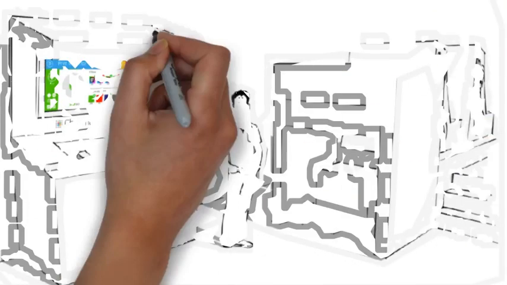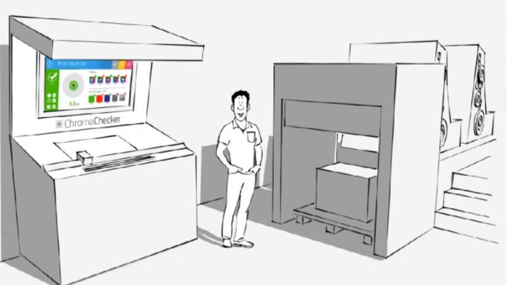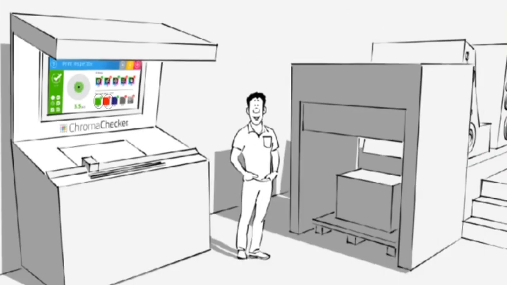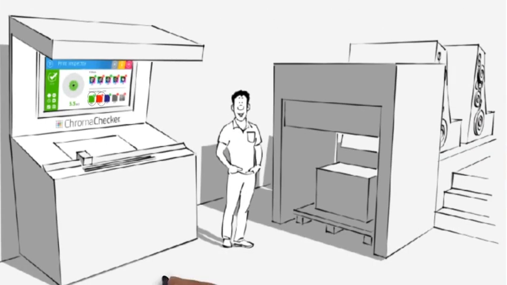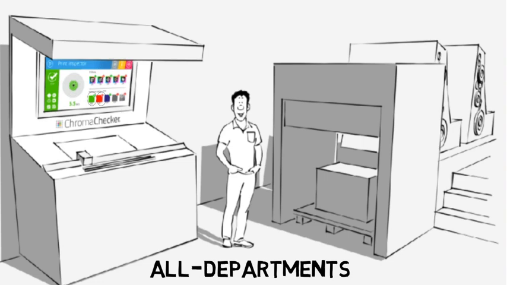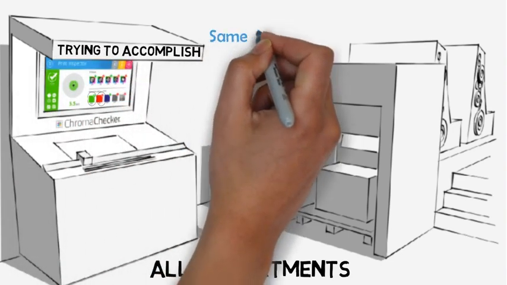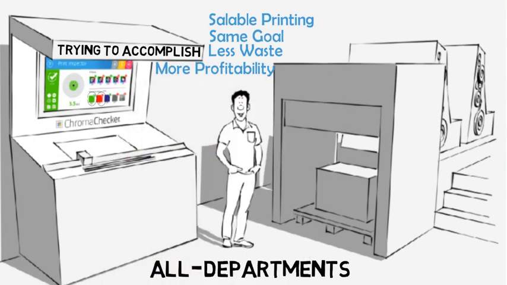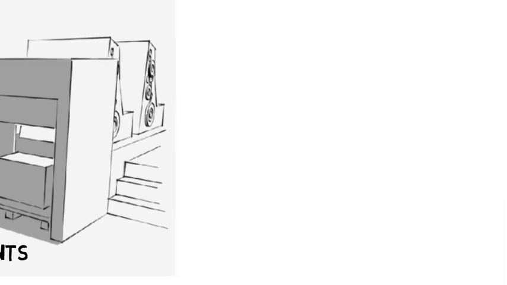Ever hear of a press operator blame the printing on bad plates? The Print Inspector dashboard will show whether or not the plates have been checked within the defined period via a green icon, or if they've been checked and they're wrong, it'll be red. No more pointing fingers and blaming other departments, and all departments quickly figure out that they're all trying to accomplish the same goal: sellable printing, less waste, more profitability, no finger pointing.